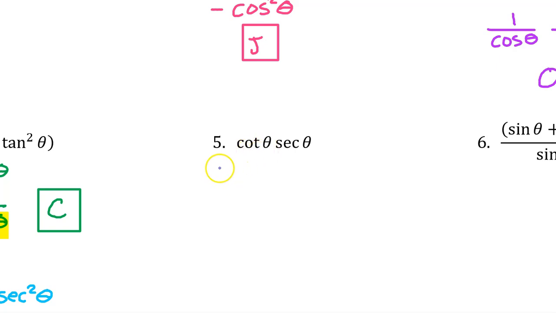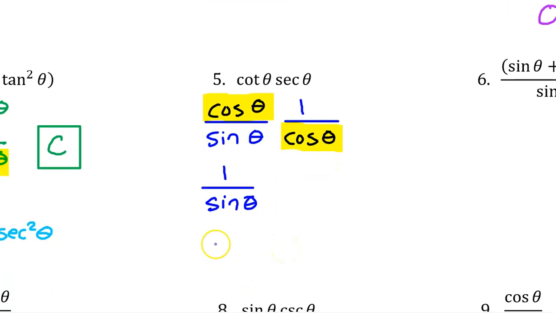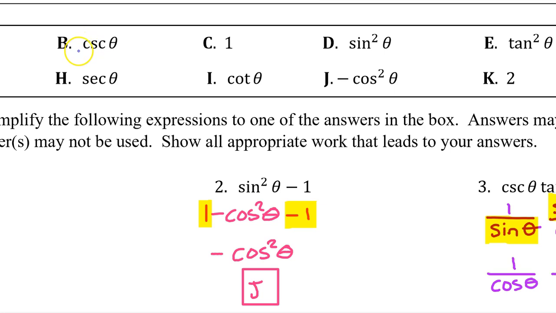For number 5, let's use our favorite strategy of rewriting everything in terms of sine and cosine. Cotangent theta can be written as cosine theta over sine theta, and secant theta is 1 over cosine theta. Notice that we have cosine theta in the numerator and in the denominator. These will cancel each other out, leaving behind 1 over sine theta. But we all know that 1 over sine theta is cosecant theta. And that's B.